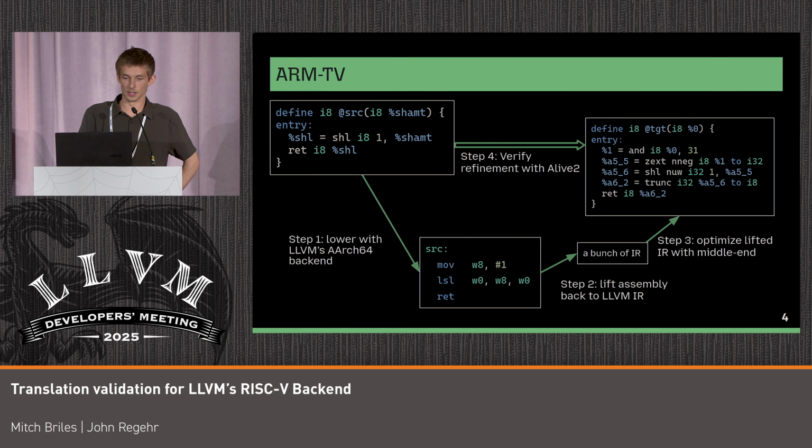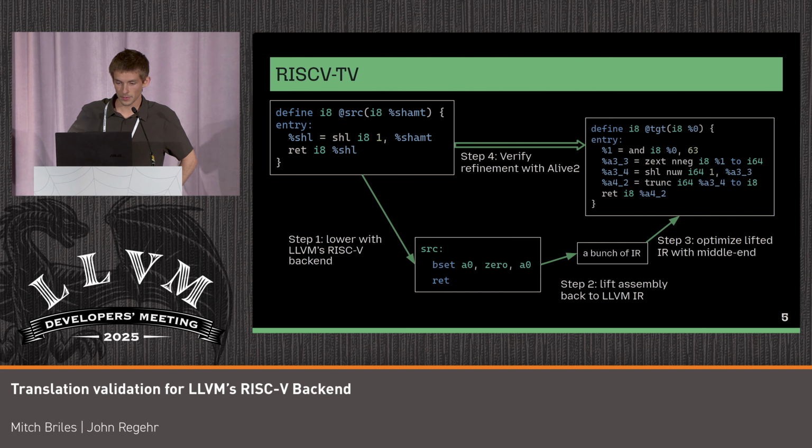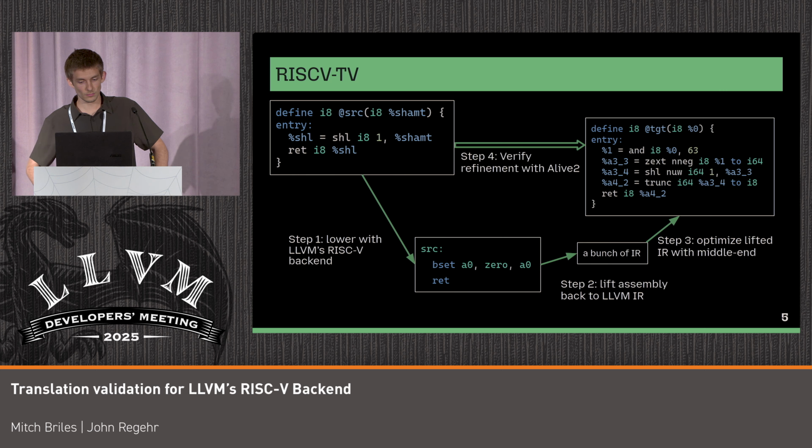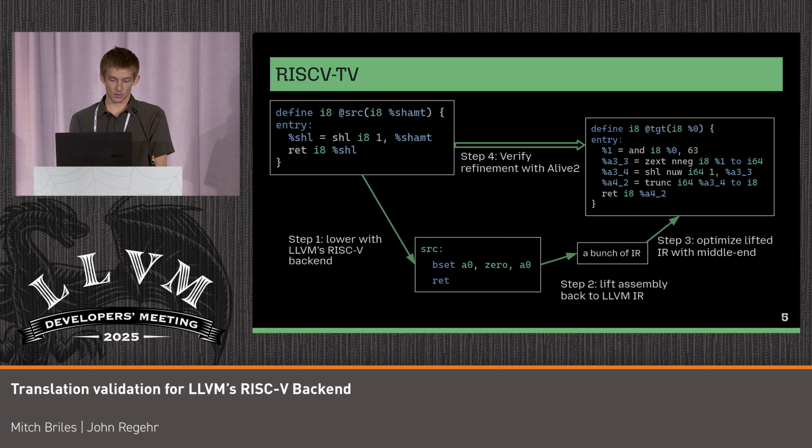So where I come in here is with RISC-V-TV, and RISC-V-TV is mostly the same thing. The main difference is going to be in the lifter. There's a couple of reasons why the lifter is a little bit easier for RISC-V. First of all, the main reason is that there's no flags, so we don't have to deal with state, and we don't have to deal with undoing flag computations like we have to with ARM.